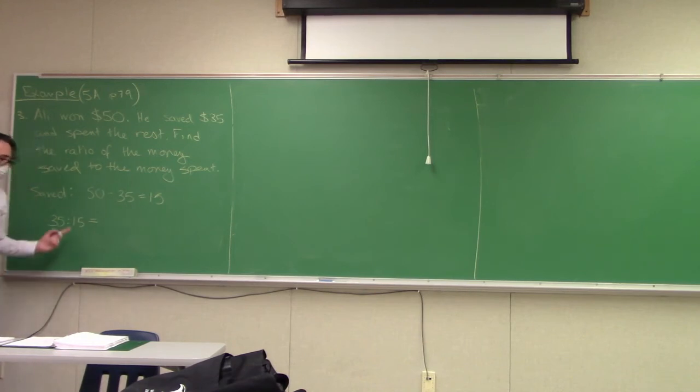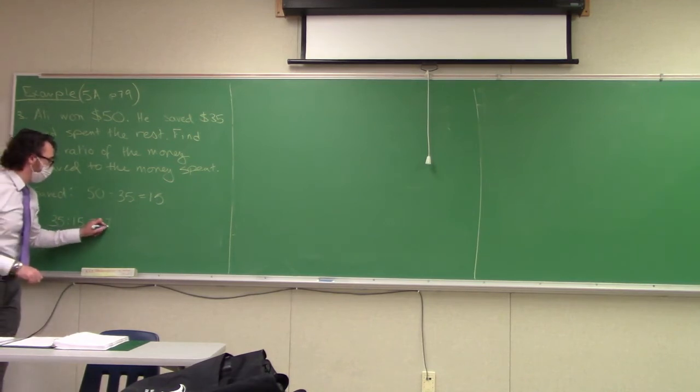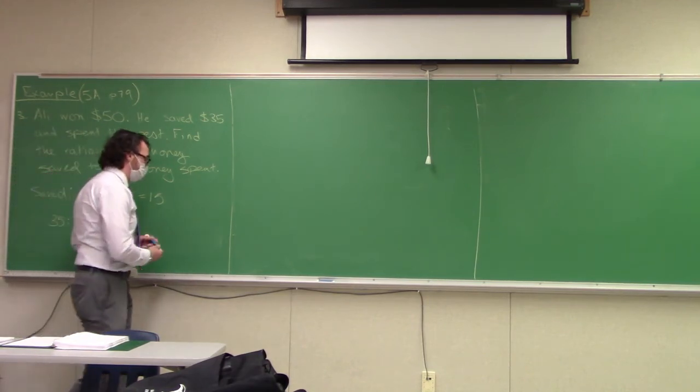And we could simplify this. How do we do that? Right, divide both by 5, there's a common factor there, so the correct answer is 7 to 3.